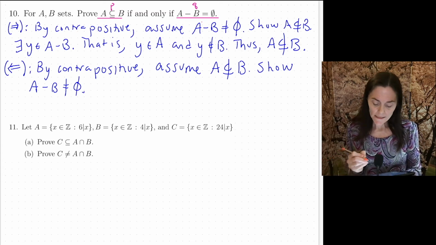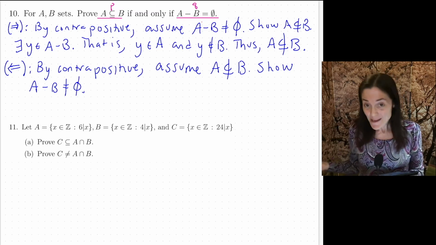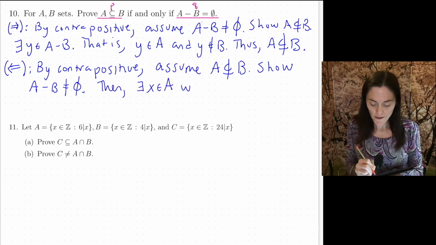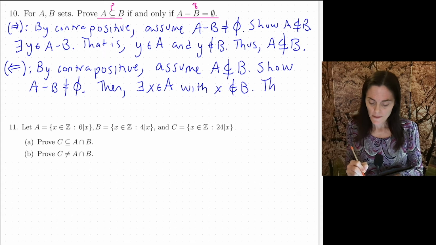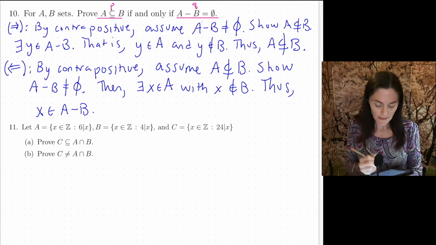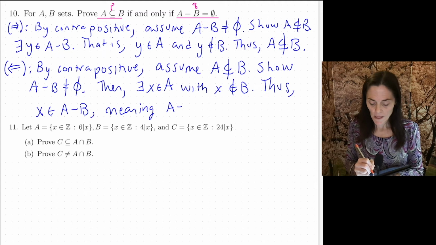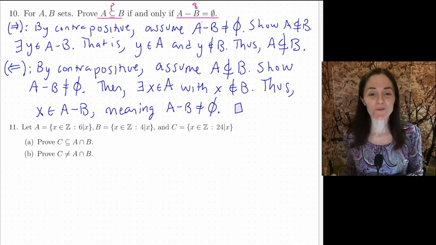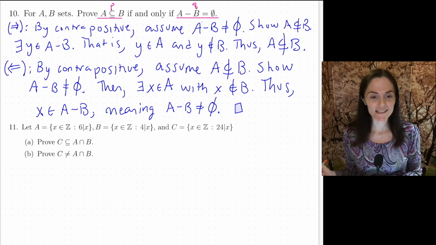Well, A is not a subset of B. It's almost the same argument that we did in the forward direction. There exists an X in A with X not in B. And then we can say that X is in this set difference, meaning that A minus B is not equal to the empty set. And this is the end of this direction. It's also the end of this if and only if proof. I proved both directions by contrapositive.